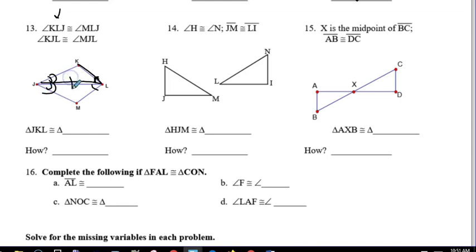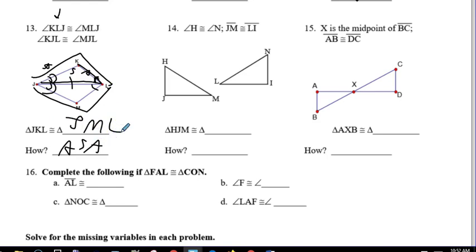And then we have the side, the shared side, we can always mark. A, S, A. Now, same order, J, K, L. So, I'm starting at J, okay? I'm going out to K, down to L, and back. So therefore, I have to start at J, go down to M, go to L, and back. So J, M, L.